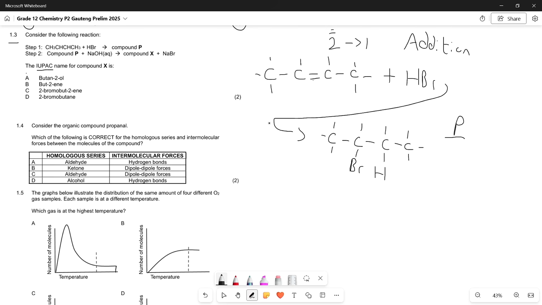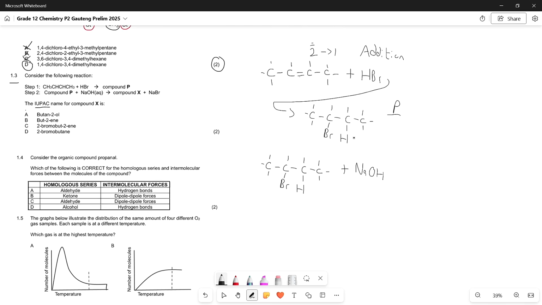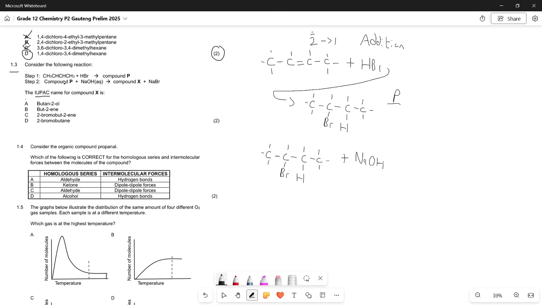So this is P for us, and then they're taking P and they're adding NaOH. So we are taking this guy over here and we're adding NaOH. And now we may be asking ourselves, is this an addition reaction, an elimination reaction? What's happening? Because we're seeing our compound P here, a hydrohalogen with single bonds, and we have NaOH.